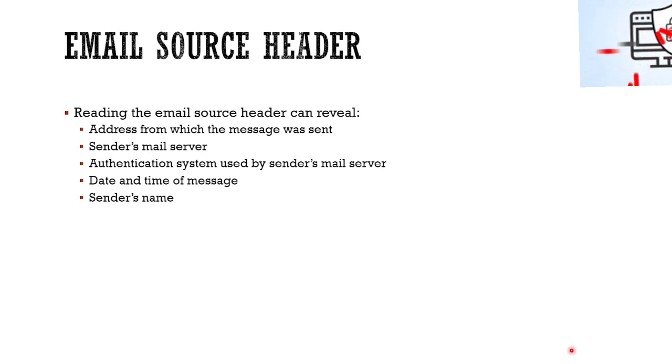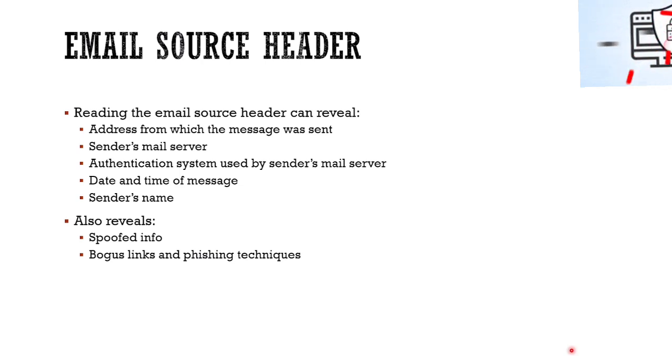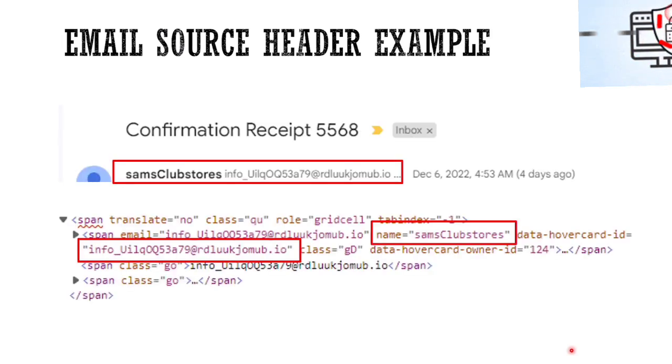We can see the sender's mail server, the authentication system for the mail server, the date and time of the message, the sender's name, maybe. We can also see if this was spoofed, or if there are bogus links or phishing elements in this thing. Here's an example of examining an email source header. Okay, so it says club stores, but when we look here, info underscore some weird funky name at some weird funky.io, obviously created for a phishing campaign. And we can see that when we actually look at the HTML underneath.